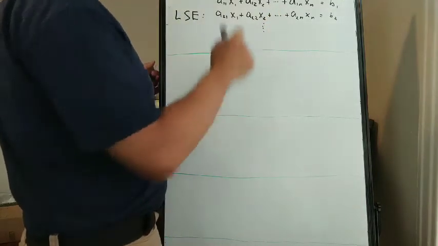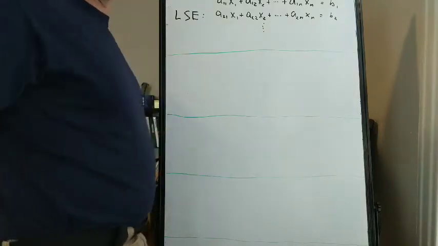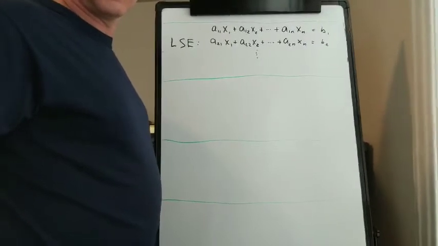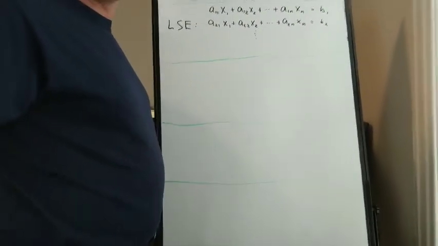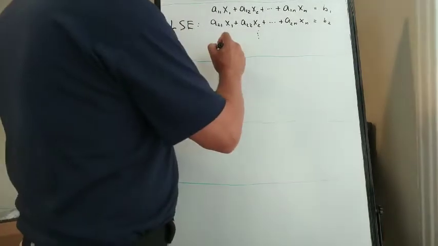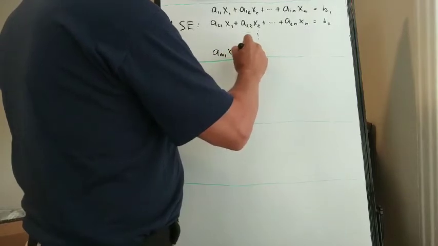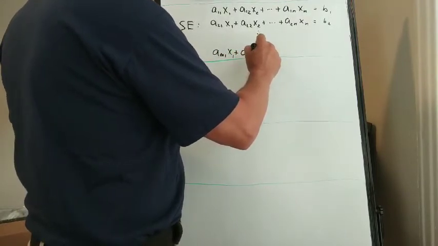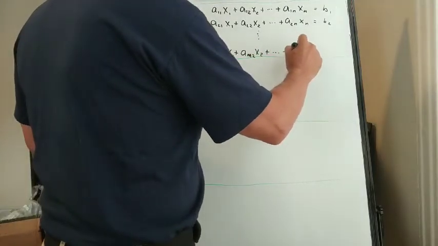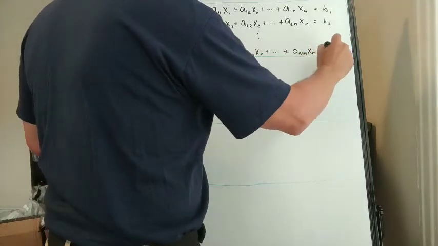And let's say that we've got n variables here. Let's say there's m equations. And the mth equation is am1x1 plus am2x2 up to amnxn equals bm.